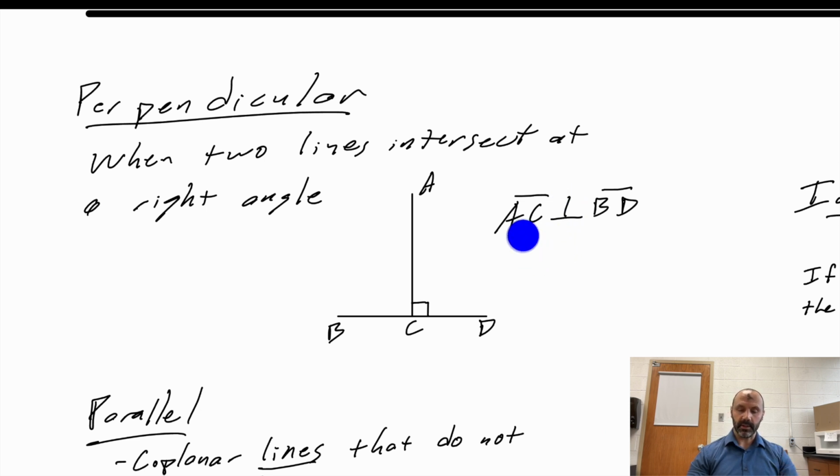Don't forget when you do this, you got to put the line above the AC and the line above the BD because you're saying that the segments are perpendicular. If you didn't have the lines there, you'd be saying the length of AC was perpendicular to the length of BD. Lengths, numbers just by themselves cannot be perpendicular, but segments, right? Figures, shapes can be perpendicular.